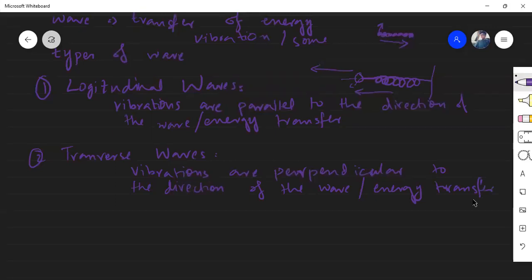So think about a rope tied to a wall or something, okay? And you oscillate this end, which causes a wave here, okay?